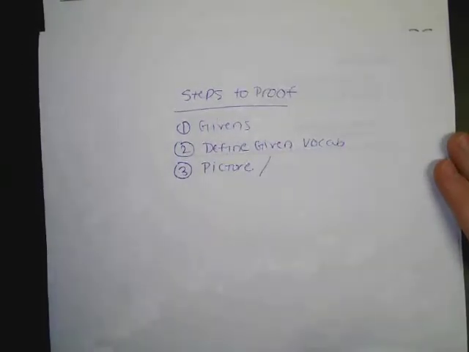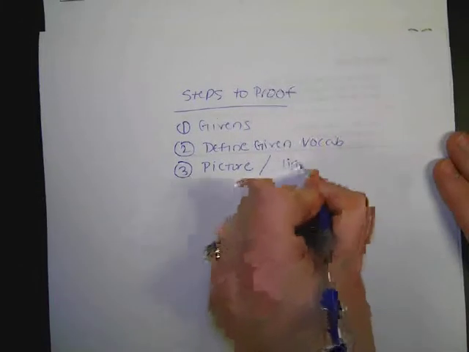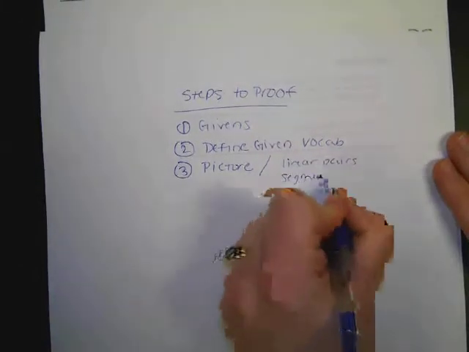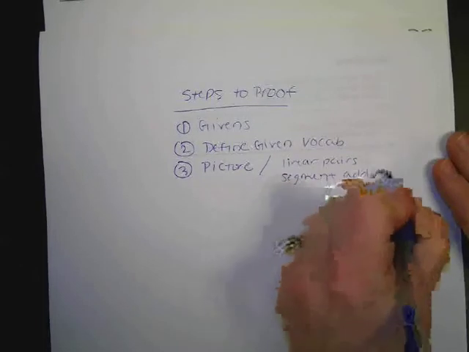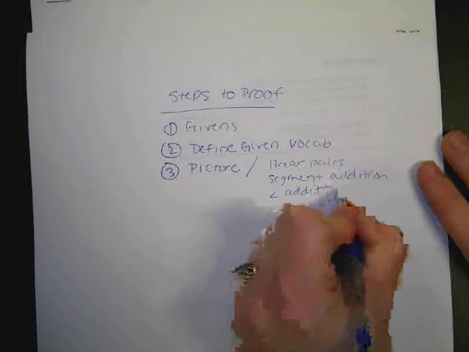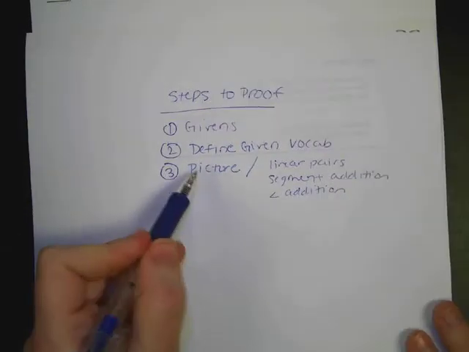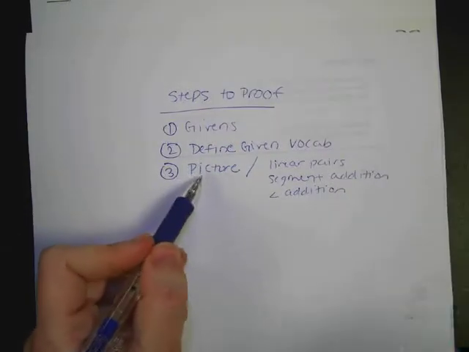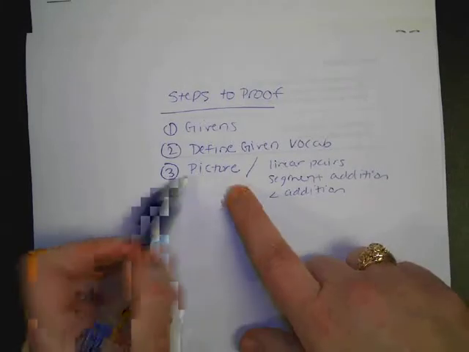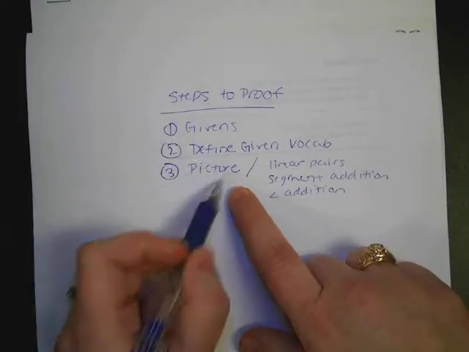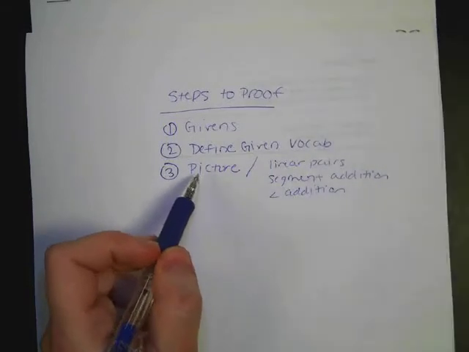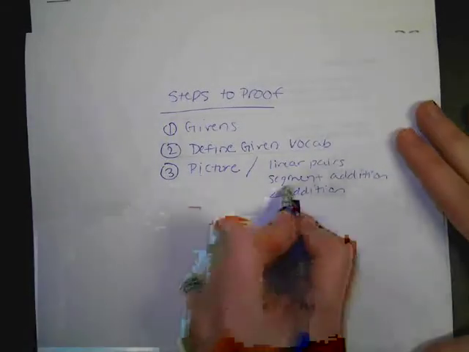Things you can pull from the picture are linear pairs, segment addition, little plus the little equals the big, angle addition. Those are the kinds of things that you can pull from the picture. And the reason I know I'm pulling from the picture is because it's a new angle or a new segment piece that I haven't actually talked about yet in a step above. So if it's a new item, it's coming from the picture and it's something that I can see in the picture is true, like those angles are going to add to 180, or the little plus the little equals the big.